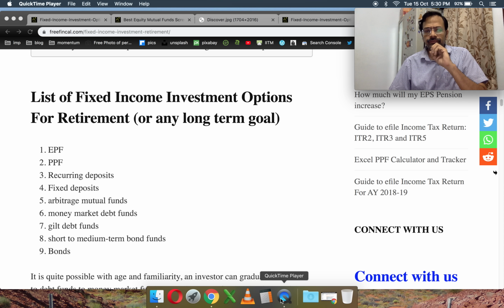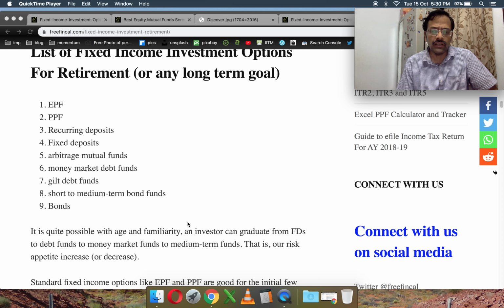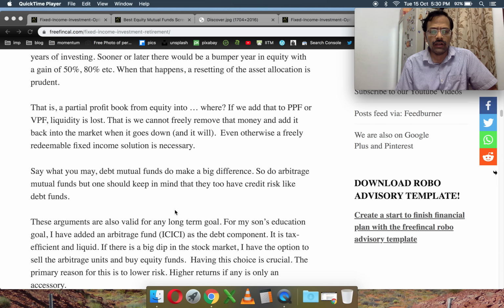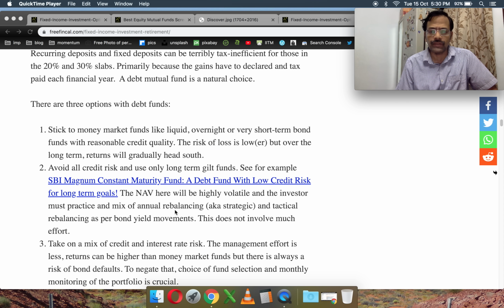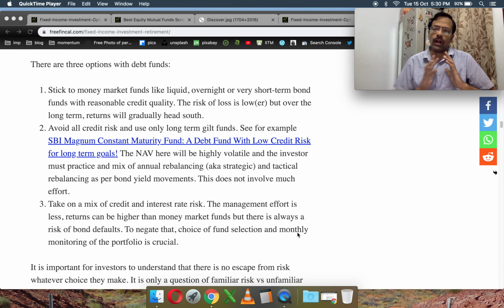But my suggestion is that, like I've mentioned here, there are three kinds of options. If you are ultra conservative, you can stick to liquid funds, overnight funds, or maybe some ultra short term funds. But that's kind of an overkill.